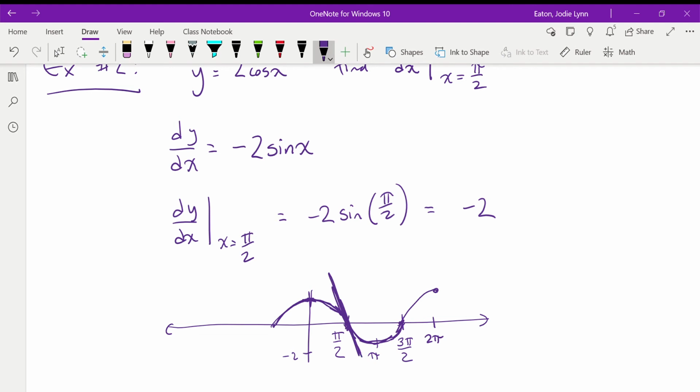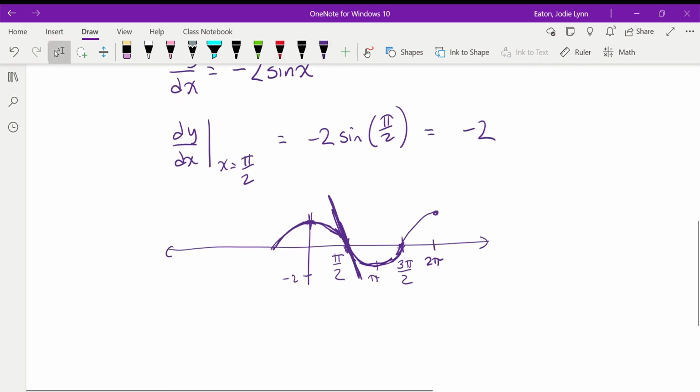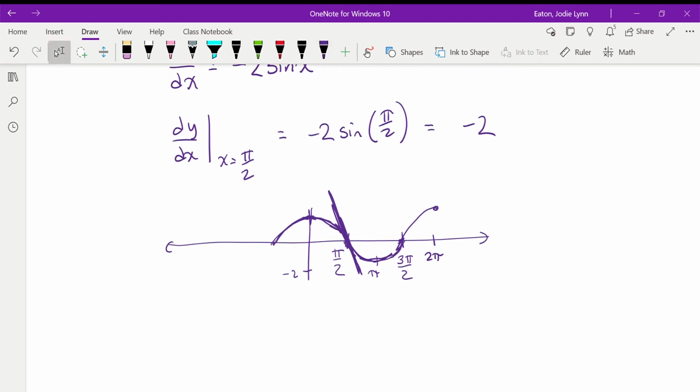So let's not lose sight of what it means when we're evaluating the derivative at a specific point. And -2 sine x will give us the value of the derivative at any point. So notice if we were to plug in pi, the derivative would be 0 because sine of pi is 0. And that would give us a flat line, which makes sense when you look at the graph.